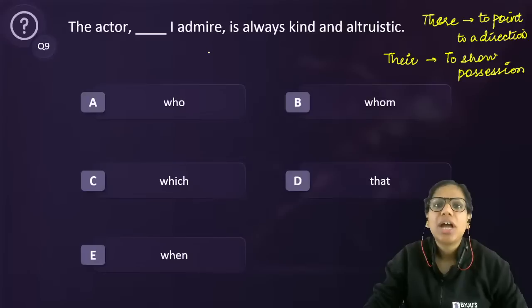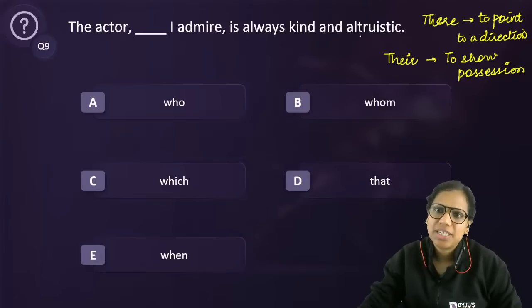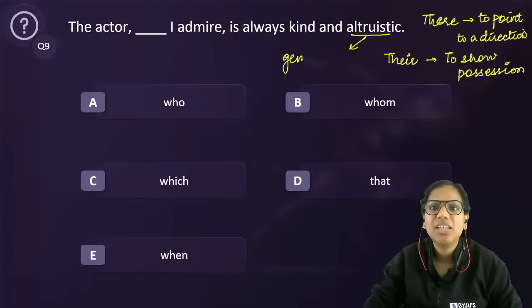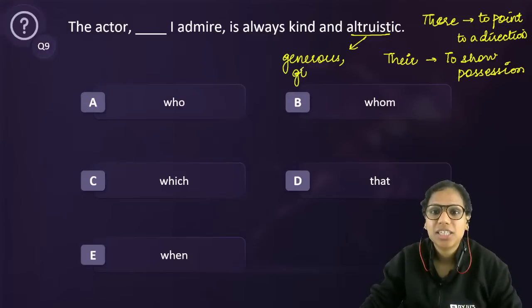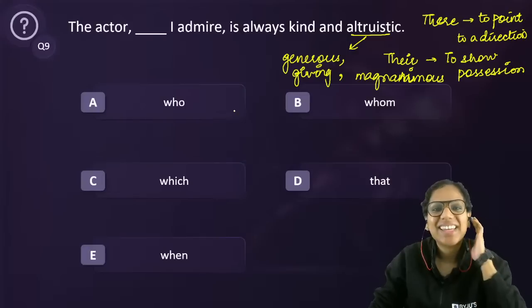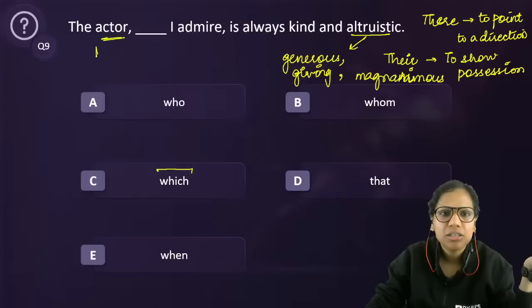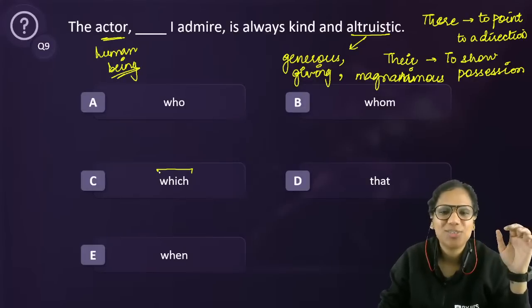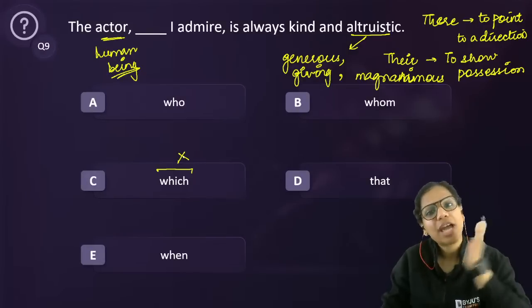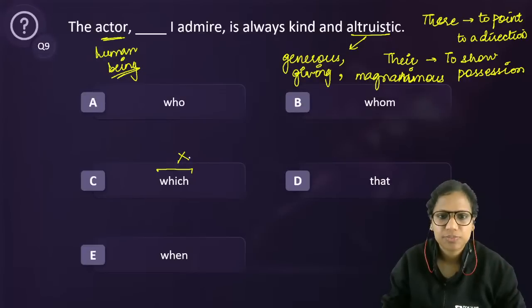The actor dash I admire is always kind and altruistic. Altruistic, again, very generous, very giving, caring for your fellow humankind. So, generous, giving, magnanimous, these are synonyms. Right. So, the actor which I admire, see, because it's a human being, it does not matter whether the person is a child or an adult. For human beings, you do not use which. For animals, you can use which, but for human beings, you do not.